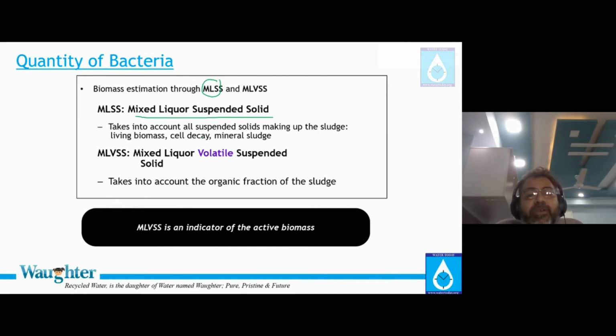And what is organic actually? Organic fraction takes account of what? Sludge. What is organic fraction? So organic fraction is a measure of only these things.